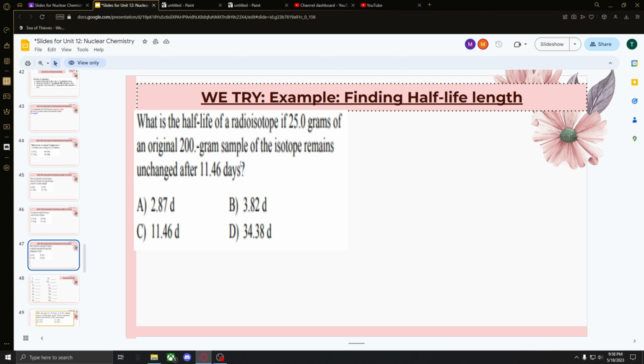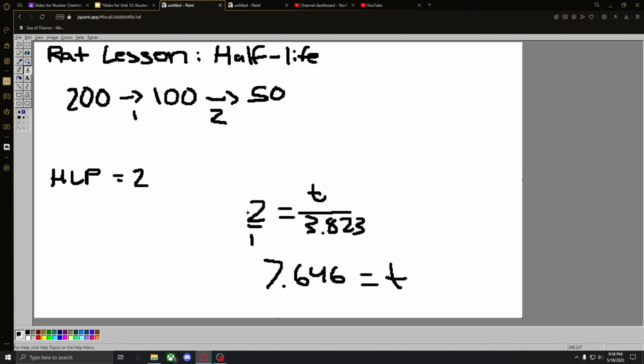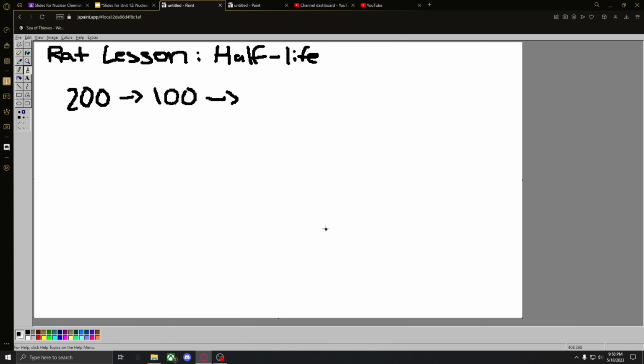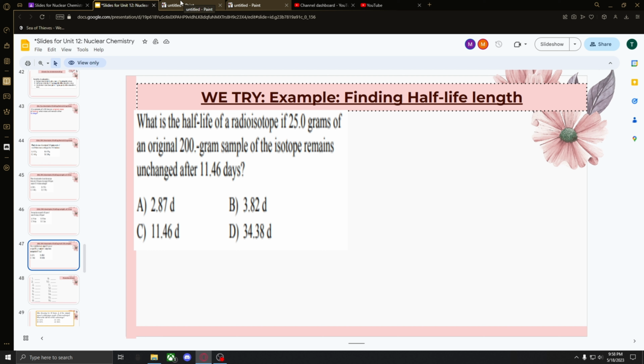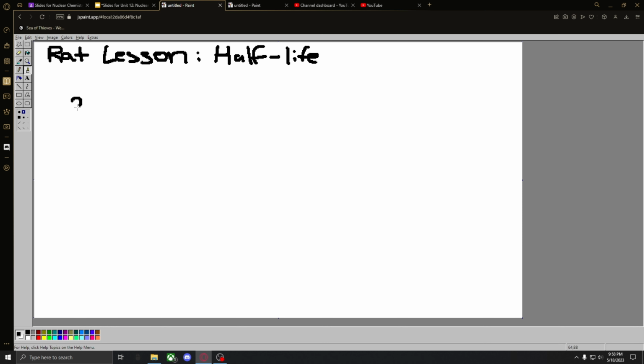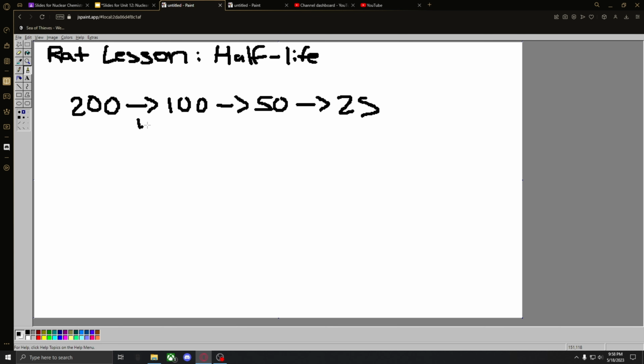Now this one is a little bit different. It's a similar concept, but instead of solving for time, you're solving for the half-life. For this question, a radioisotope has 25 grams of an original 200 gram sample remaining unchanged. So we go from 200 to 100, 50, 25. This is 1, 2, 3 arrows. So our number of half-life periods is 3.